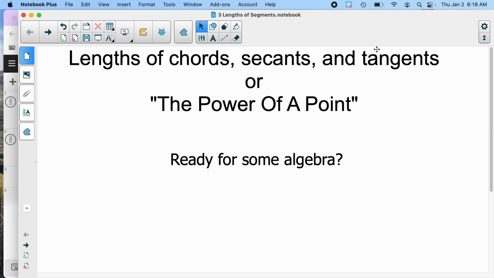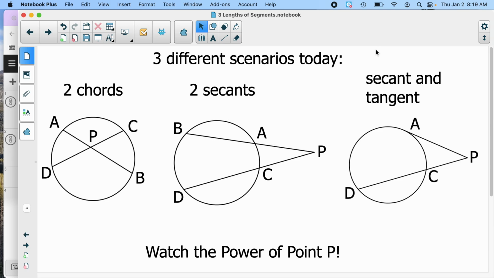So let's talk about what we're going to be doing. There are 3 different scenarios today, so you might want to stop and draw these in your notes. On the left, we have 2 intersecting chords. So we have chord AB and chord CD. That's these 2 chords here, and they intersect at point P. And I'm always going to call the intersection of these segments point P.